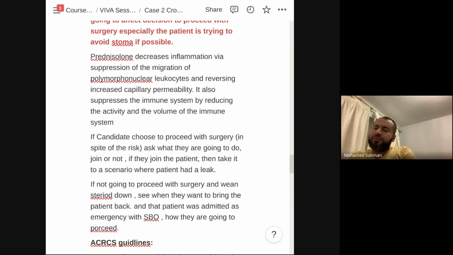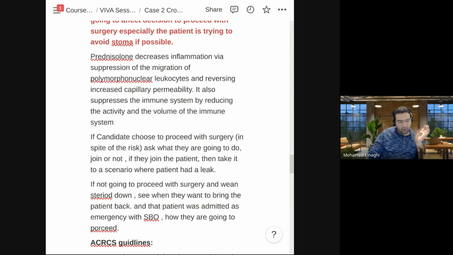I cannot recall it now, but I think it was the European guidelines suggest that there is. Yes, so the European Society of Coloproctology guidelines recommend side-to-side stapled anastomosis, but the ASCRS guidelines are a little bit different. So they say there is no difference between hand-sewn anastomosis or stapled anastomosis for ileocolic resection for Crohn's disease. On the other hand, the European Society of Coloproctology recommends side-to-side stapled anastomosis.